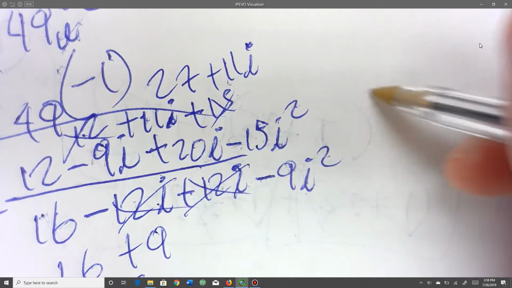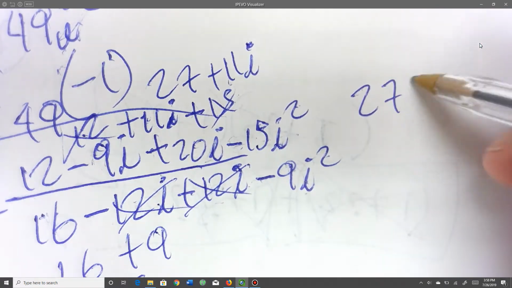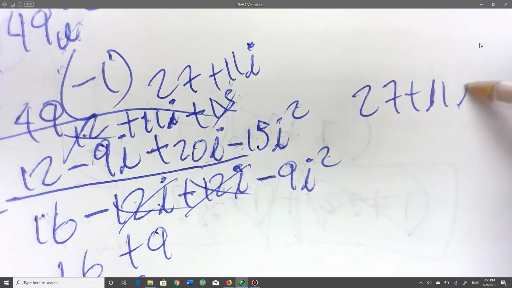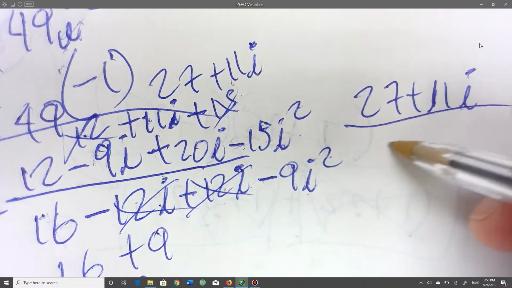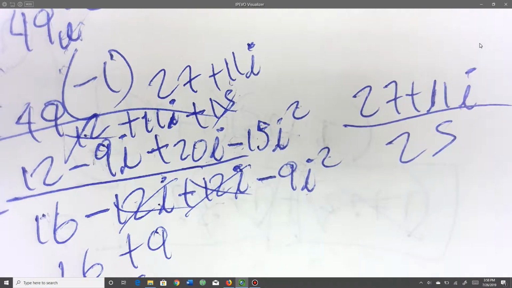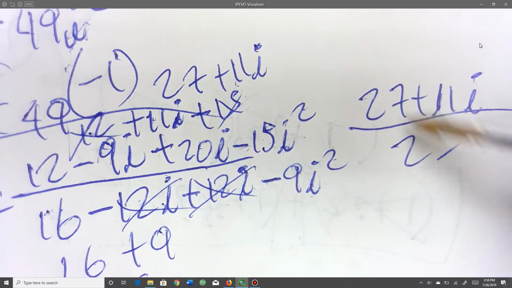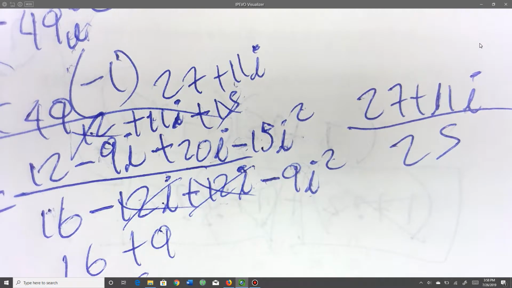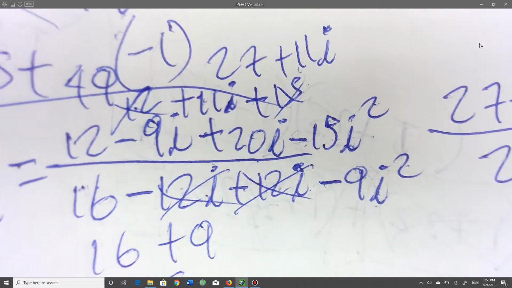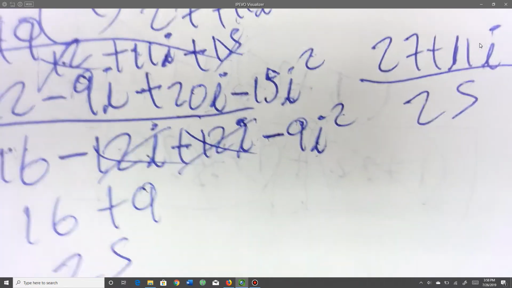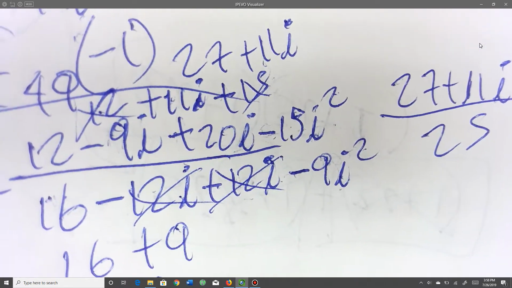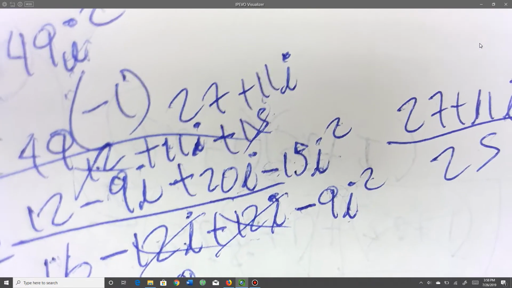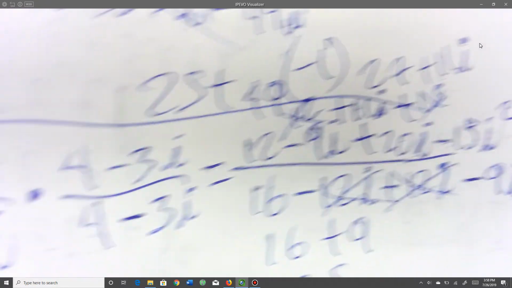Okay, so the expression is 27 plus 11i, if we did everything correctly, over 25. You would simplify here if you could, but you can't, because 25 can be divided by 5, but not 27 or 11.